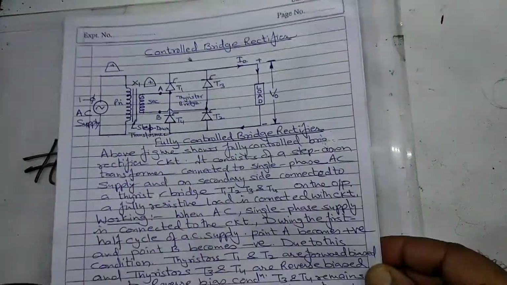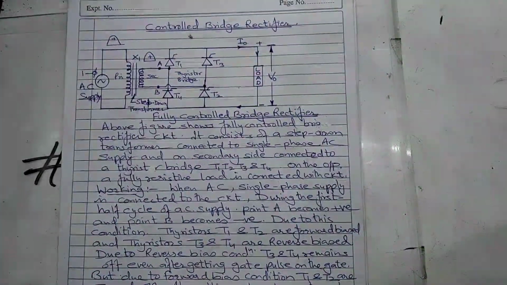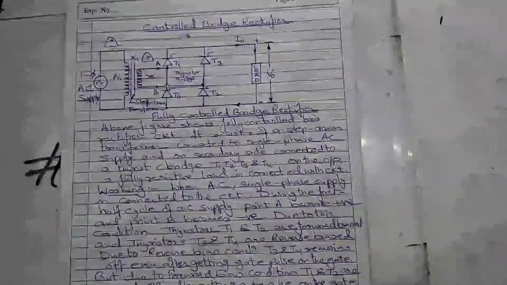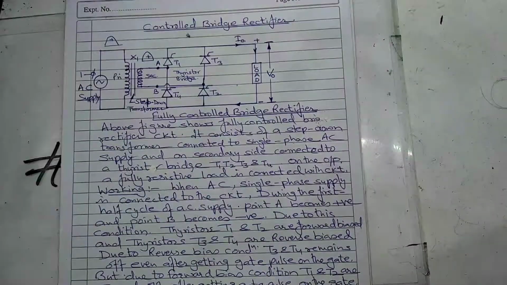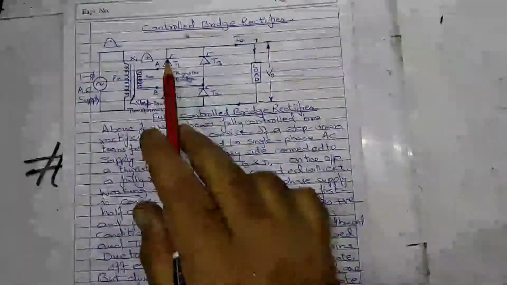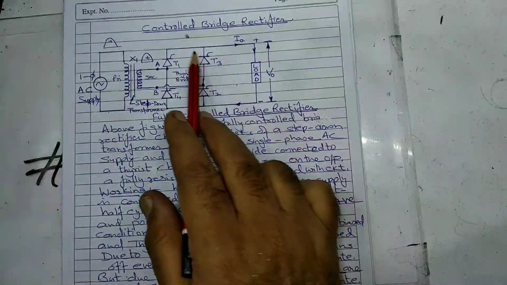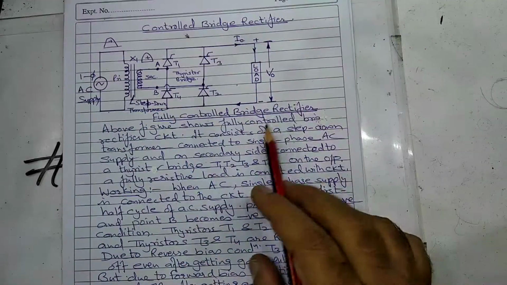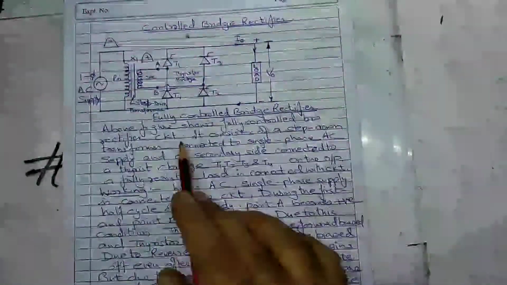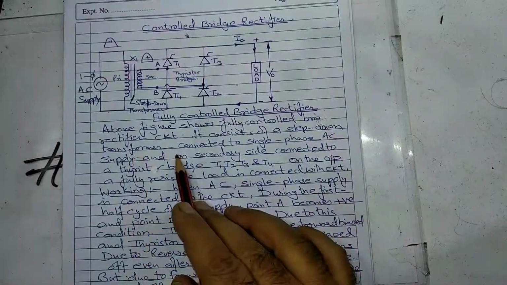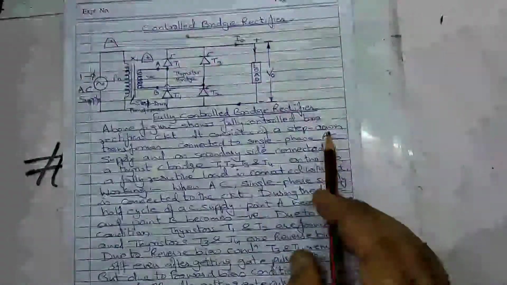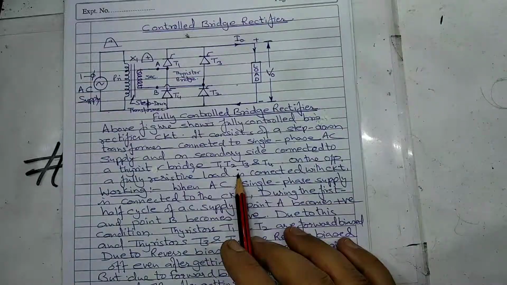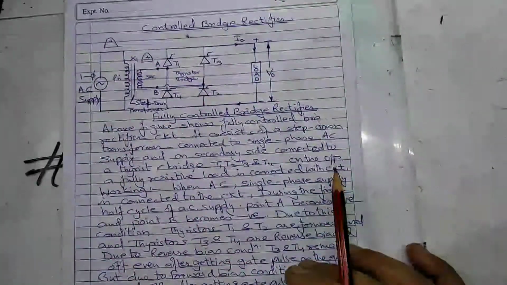So here is the circuit of a controlled bridge rectifier. As we know, in general terms, the controlled rectifier consists of 4 thyristors. This is the bridge configuration of a rectifier. So the above figure shows a fully controlled bridge rectifier circuit. It consists of a step-down transformer connected to a single-phase AC supply, and on the secondary side it is connected to a fully resistive load.